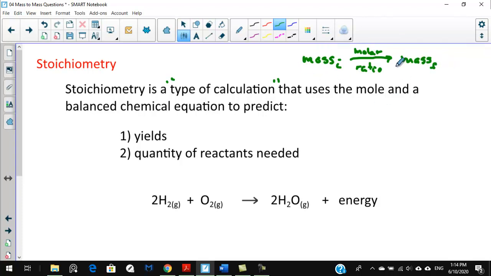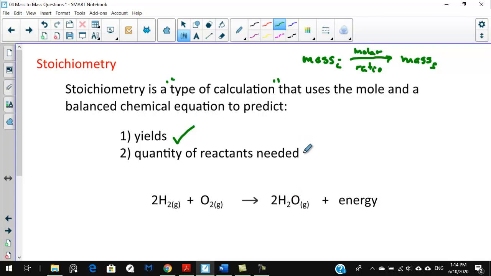And so we'll always be given something to start, and if we were figuring out how much we were going to make, then we would be calculating the yield. We would figure out how much we are going to make of that product. That's called the yield. So that's one of the things you could be asked to predict. In this case, if we were to combine a known amount of hydrogen and oxygen, we could calculate how much water we're going to make when we react those two things together.